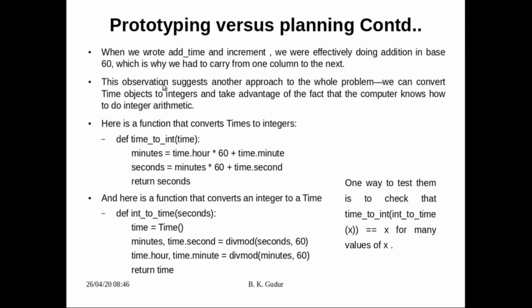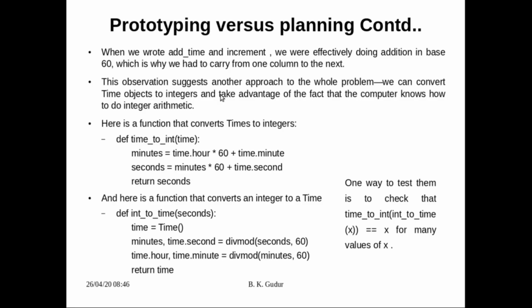We can convert the time objects to integers and take advantage of the fact that the computer knows how to do integer arithmetic. The computer doesn't know how to do time arithmetic, meaning after 60 seconds it should carry 1 minute to the minute column and subtract 60 from the seconds, and if there are more than 60 minutes, then subtract 60 from the minutes and carry 1 hour to the hour column. This arithmetic the computer doesn't know, whereas it knows integer arithmetic. We can take advantage of that and write a simple program.